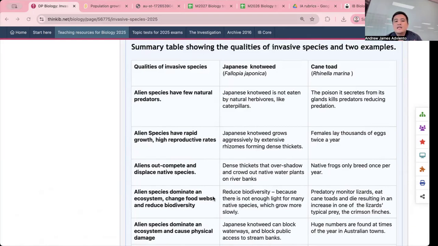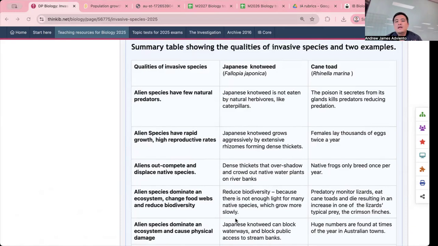The Argentine ant. This ant displaced native ants and even affects the local ecosystem by disrupting seed dispersal. The emerald ash borer. This is a beetle that attacks ash trees. In its invasive range, it lacks natural predators, leading to widespread ash tree mortality.